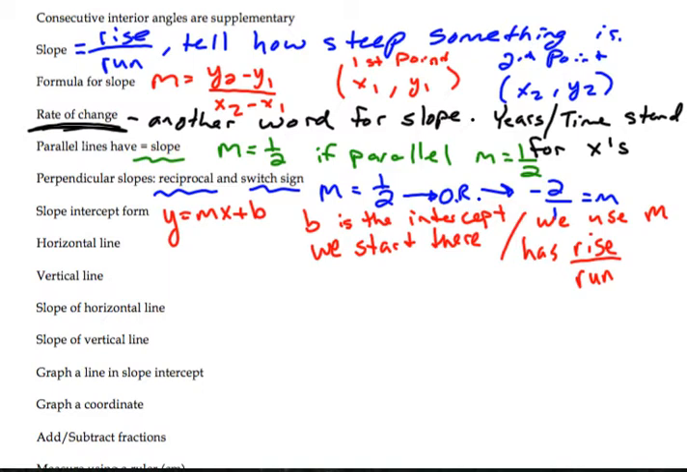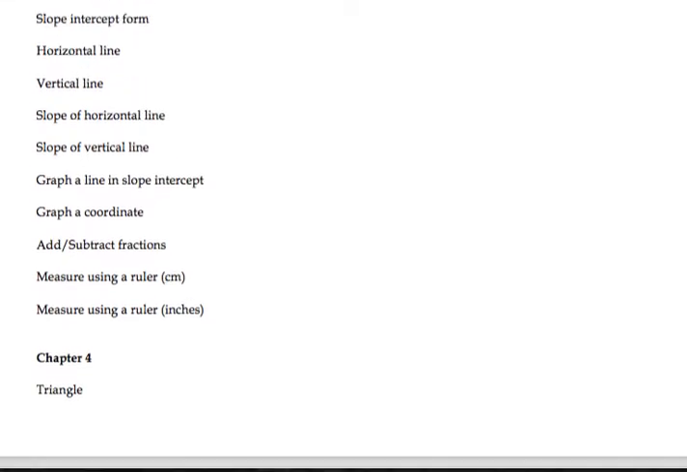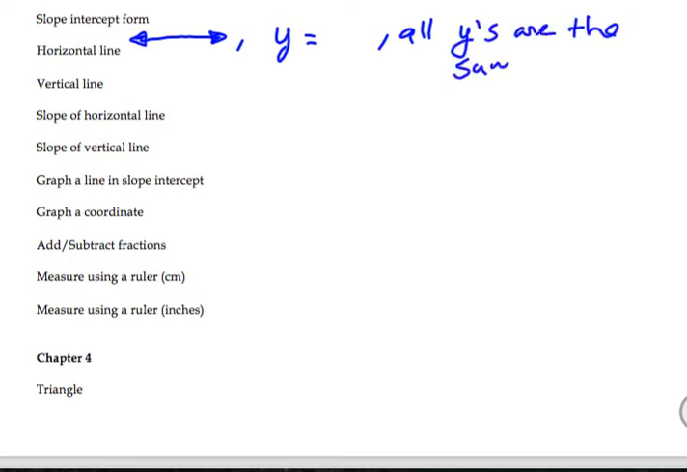Horizontal line. Let's erase this for a second. I scroll down. You can see the end of chapter 4, so we're getting close. A horizontal line is a line that goes side to side. The equation for that line is y equals, all y's are the same, meaning you're going to get things like y equals 2. So then you'd have this line up here at y equals 2, going side to side.